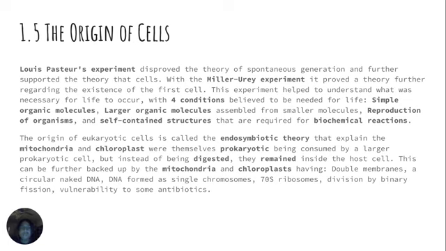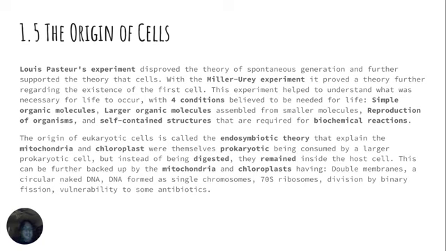And the Miller-Urey experiment further supported the existence of the first ever cell, as it helped to understand what was necessary for life to occur, with 4 conditions believed to be needed for life: simple organic molecules, larger organic molecules assembled from smaller molecules, reproduction of organisms, and self-contained structures that are required for biochemical reactions.